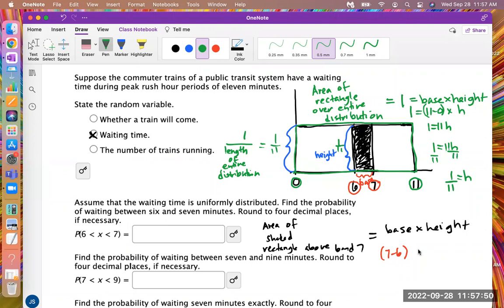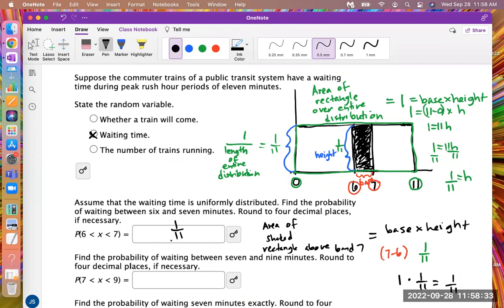So going back to finding the area of this shaded rectangle, the base we already found is 7 minus 6, which is 1. And then the height is the same as the height for the big rectangle over the entire distribution, which is 1 over 11. So 7 minus 6 is 1 times 1 over 11 is just 1 over 11. So that first answer is just 1 over 11. You could round that to 4 decimal places. It may want you to.